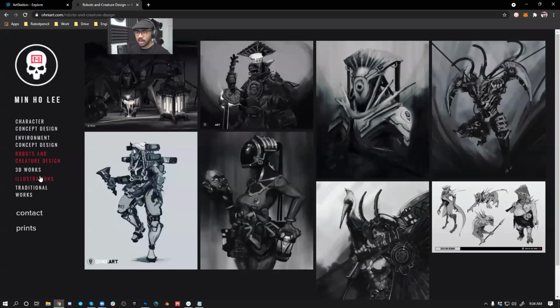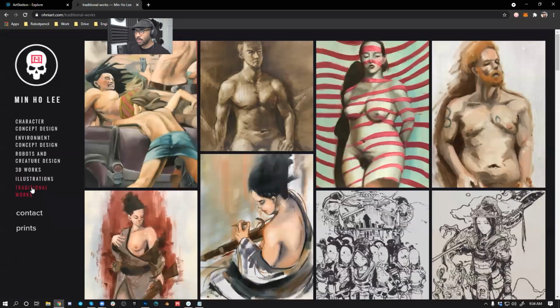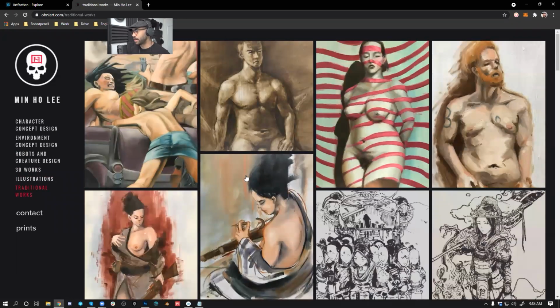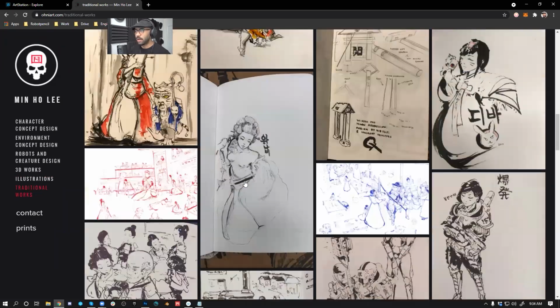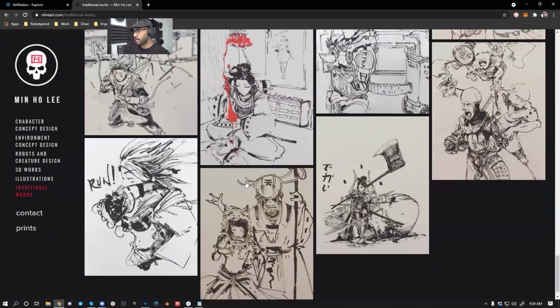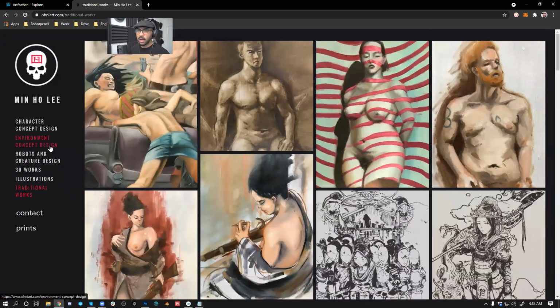Yeah. And I like that you have these things organized because it allows us to ignore anything that we don't really care for. Right. But I could tell you right now, you can just get rid of your traditional works. Nobody cares about this. I mean, other artists care, but you're not going to sway anybody if they're like, ooh, traditional work? Okay, now we're going to hire you.